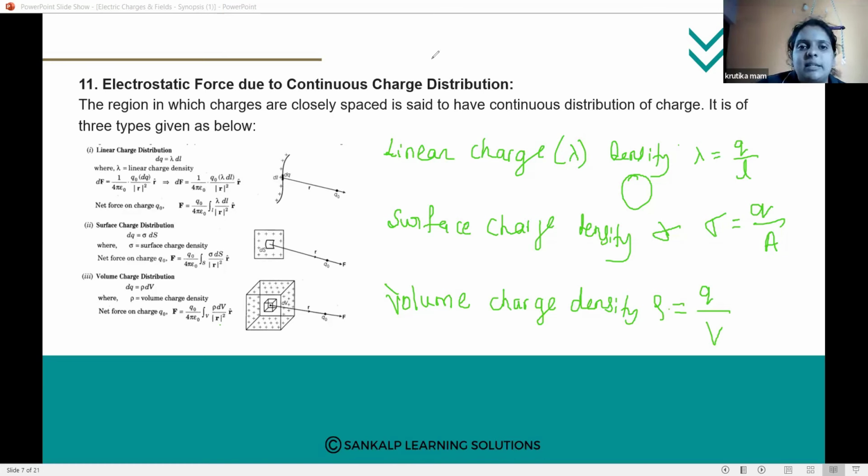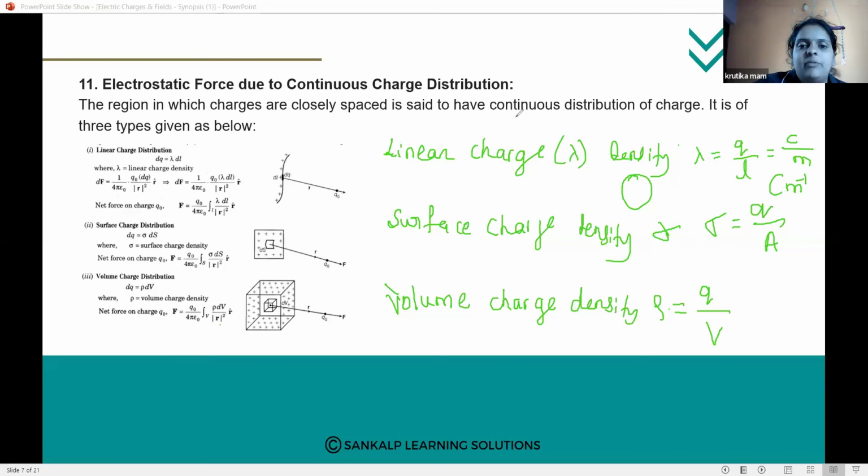Okay, linear charge density, what is the unit? The formula is there in front of you: charge by length. What is the unit of charge? See, you have not studied this in first year. Charge is denoted in coulomb and length is denoted in meter. Therefore, it is nothing but coulomb per meter, not centimeter. Coulomb per meter.